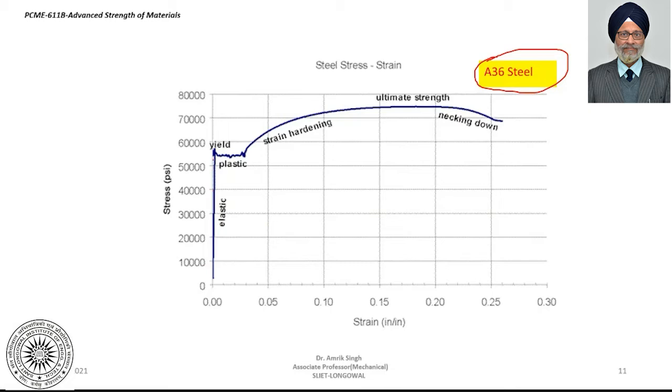So you see here, you can clearly see the upper yield point and the lower yield point. The stress remains almost constant, but the strain is increasing. Isn't it? So elastic region, yield, plastic, strain hardening, ultimate strength, and the necking. So this is how the stress strain diagram takes shape for steel.